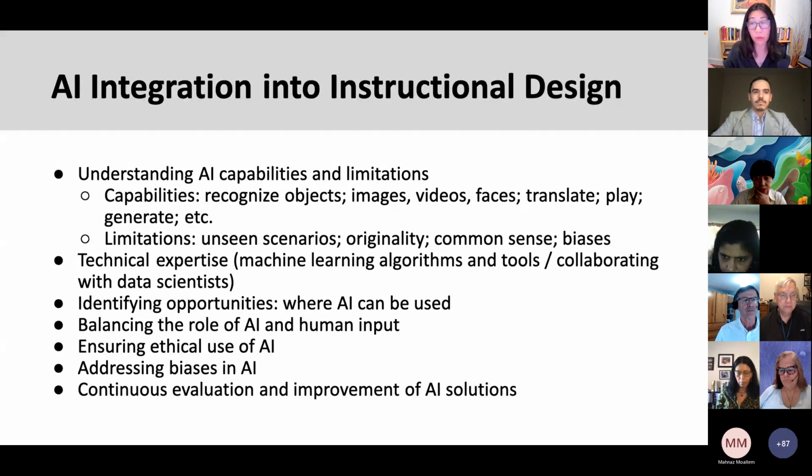Where does AI come in? Where do we come in as humans? And then the aspects of ethical use, biases, and the continued evaluation and improvement of the strategies and solutions we come up with using AI. Next slide, please.